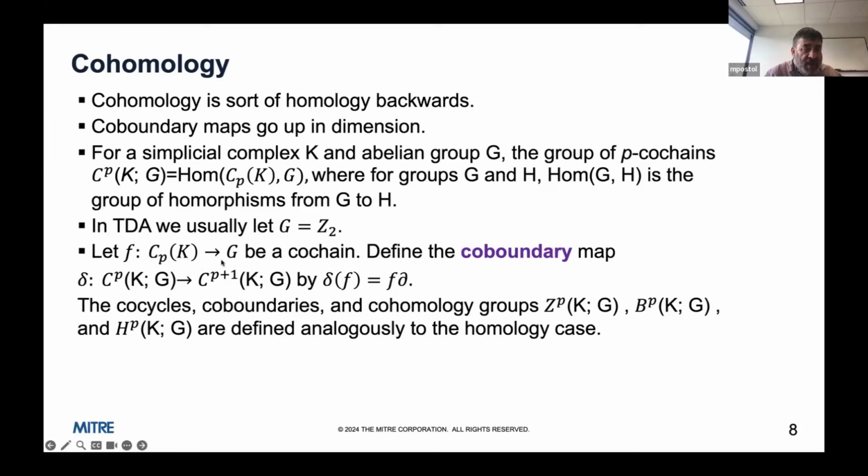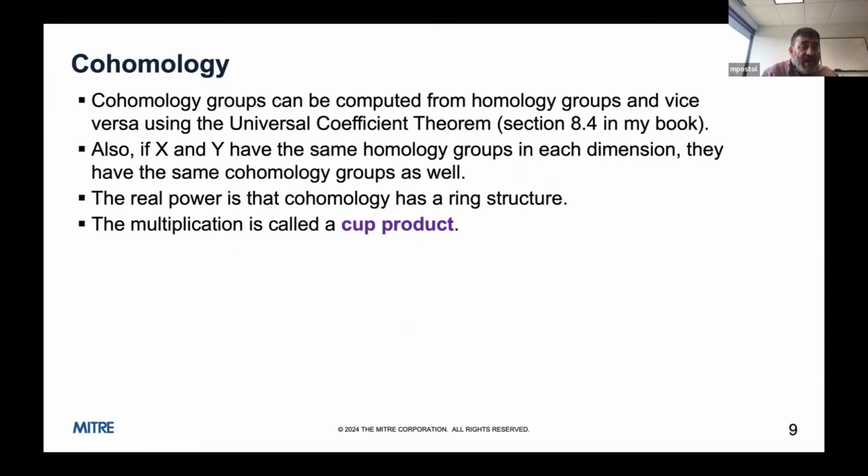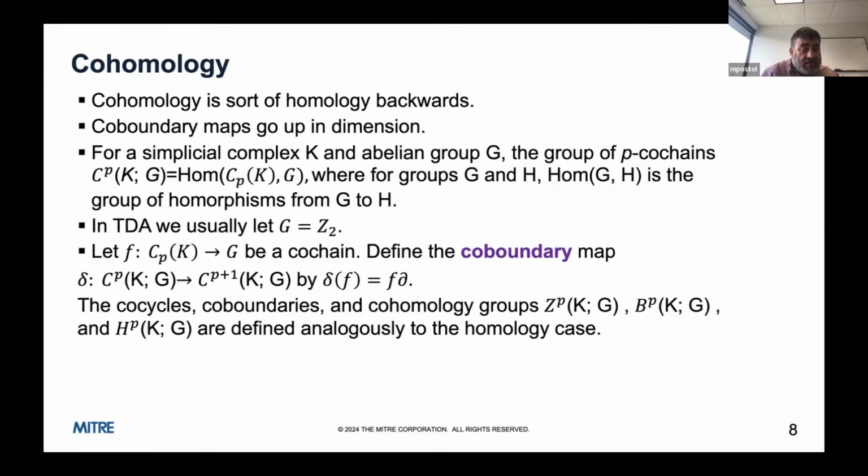And if you have a cochain f, then you can define a coboundary map. So if you're on p-cochains, you want to take a (p+1)-dimensional simplex and take that to this group. The way to do it is, because you have the boundary, you do the boundary first, and then you have this map f going to G. So that's a coboundary. And then very analogously, you could get cocycles, coboundaries, and cohomology groups by just taking the kernel, the image, and the quotient.